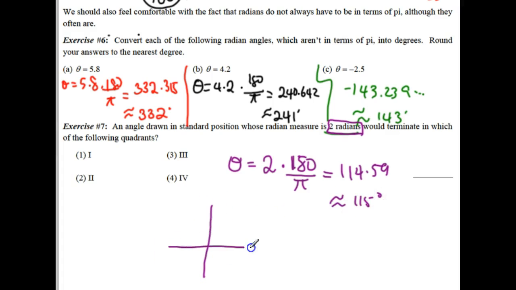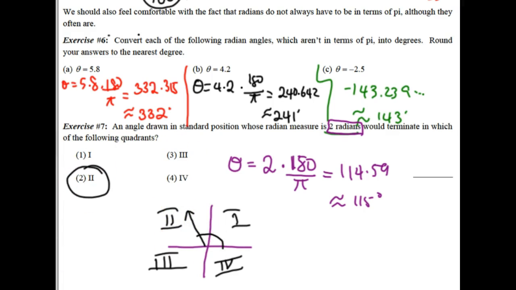Now looking at my quadrants, remember your quadrants go counterclockwise. This is 1, 2, 3, and 4. I know this is 90, so 115 would be somewhere on this side here, which will be in quadrant 2. So that's how you answer the question on the regents.